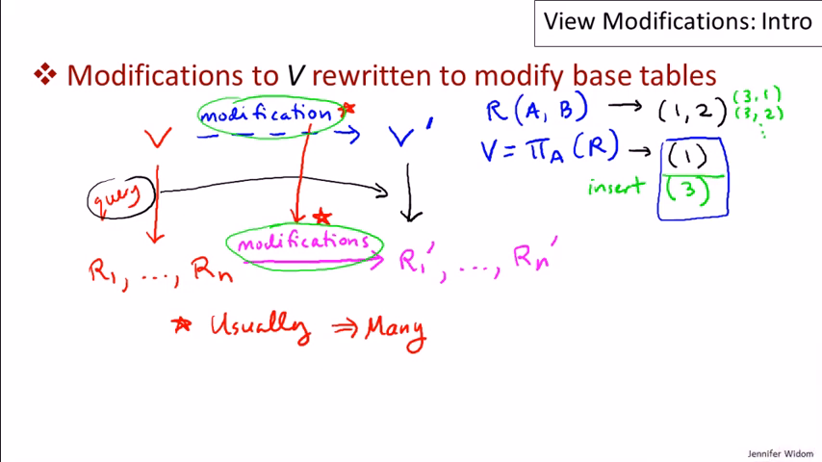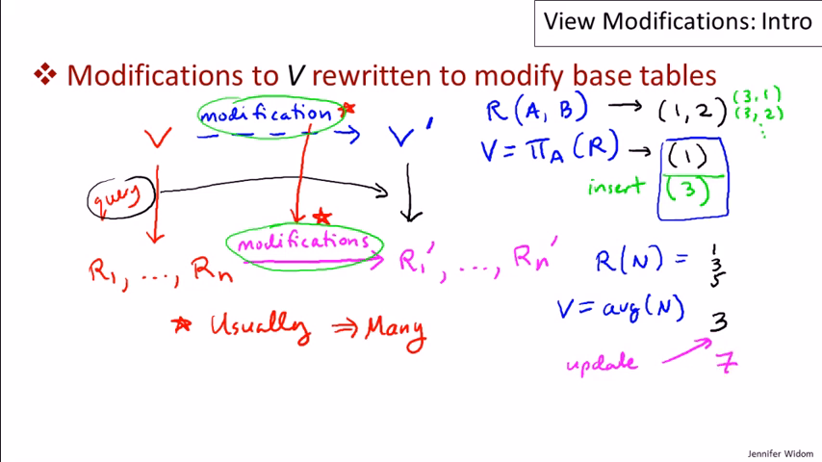Here's an even more extreme example. Let's suppose we have a relation with one attribute n, and our view V is the average value of that. So if, for example, our relation has the values 1, 3, 5, then the average at this point would be 3. Now let's say that the user comes along and says, let me update that average. I'm going to set that average to be 7. Well, how do we update the base data so that its average is now 7? As you can imagine, there are an infinite number of ways to update the base data so that the view average would now be 7.